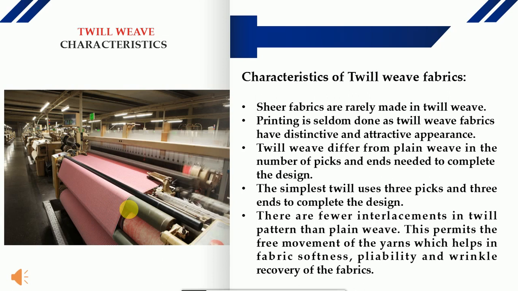Characteristics of twill weave fabrics. Sheer fabrics are rarely made in twill weave. Printing is seldom done, as twill weave fabrics have a distinctive and attractive appearance. Twill weave differs from plain weave in the number of picks and ends needed to complete the design. The simplest twill uses 3 picks and 3 ends to complete the design. There are fewer interlacements in twill pattern than plain weave. This permits the free movement of the yarns, which helps in fabric softness, pliability and wrinkle recovery of the fabrics.